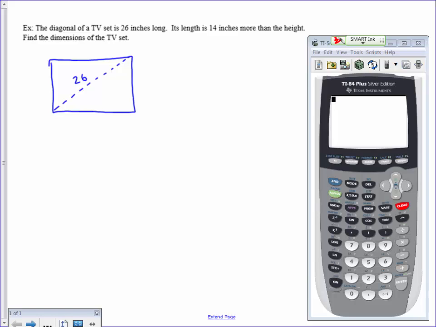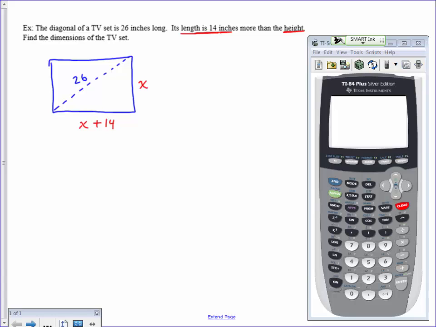So I don't know anything about the height, so I'm going to let the height be x. Then, since the length is 14 inches more, I would label the length x plus 14. Always let your variable be the piece you know nothing about, which in this case was height, and then you're able to label the other one based on that x value.